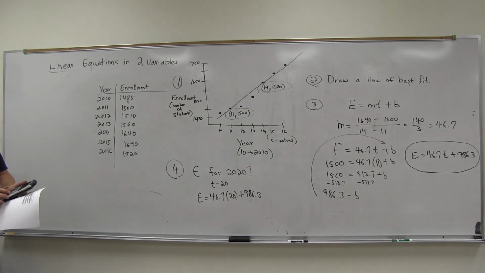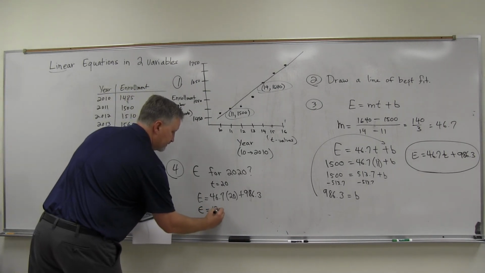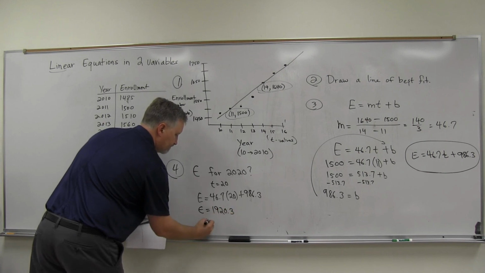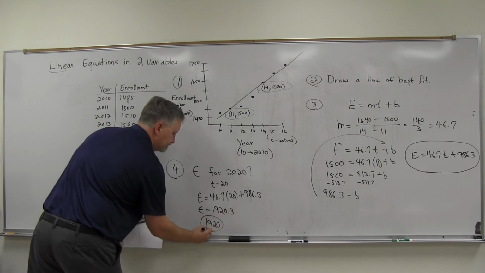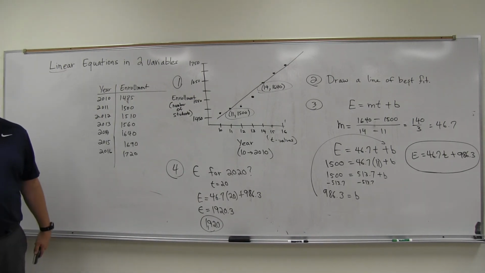All right. 46.7 times 20 plus 986.3. I get 1920.3, and of course, we're talking about students here, so we'll just call it 1920. 1,920 students is what this model would predict. Okay?